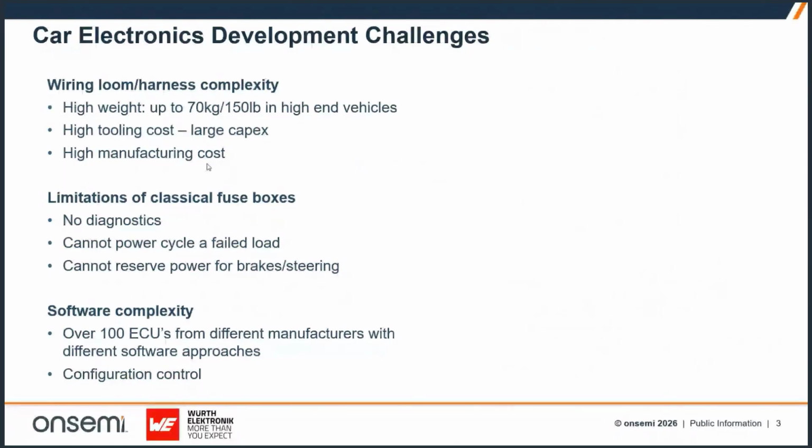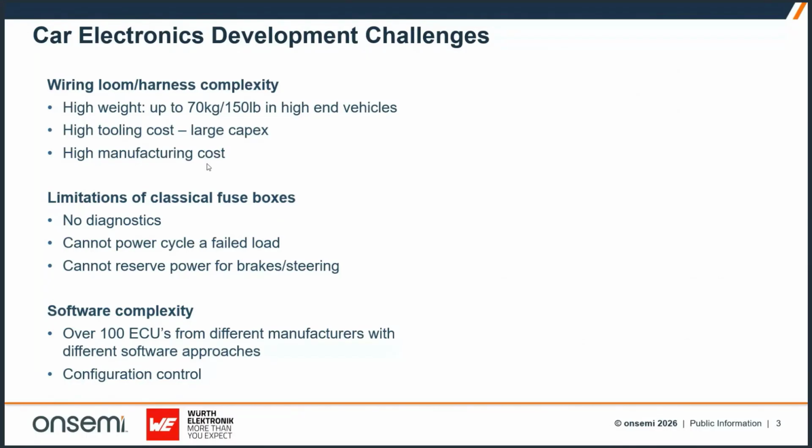So with that background, what are the challenges? Number one is that wiring loom. The wiring loom in my old red car was very light, very simple. The one in the newer cars can go up to 70 kilograms or 150 pounds in high-end vehicles. And that causes a lot of cost. It costs a lot to design it. It costs a lot to make a tool to make it. So there's a large capex. The manufacturing cost is also high on top of that. And you've got to put this huge wiring loom in the car, right? So that is one of the challenges you see by adding all those ECUs.